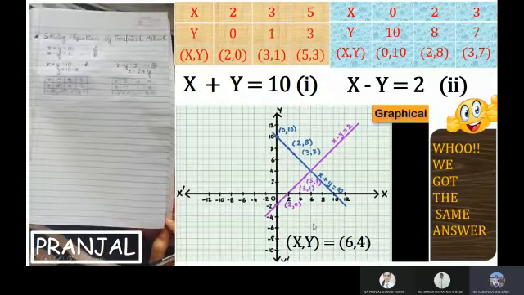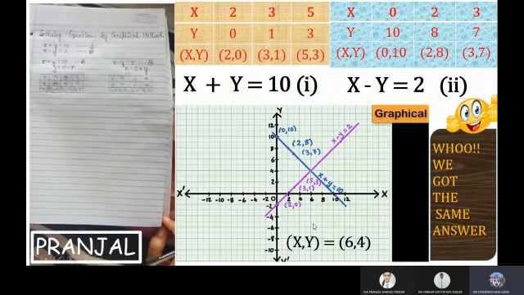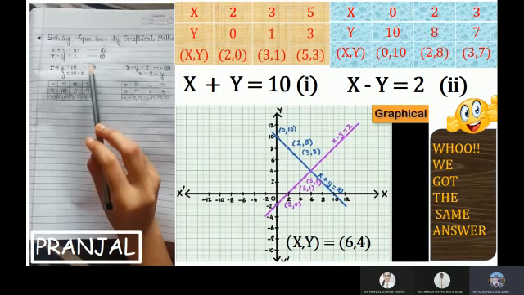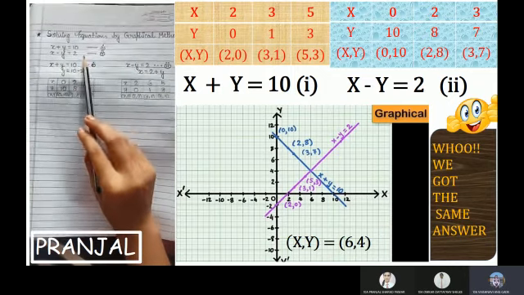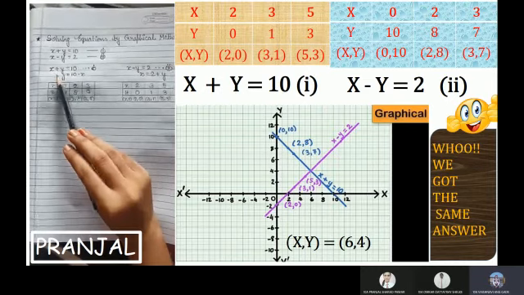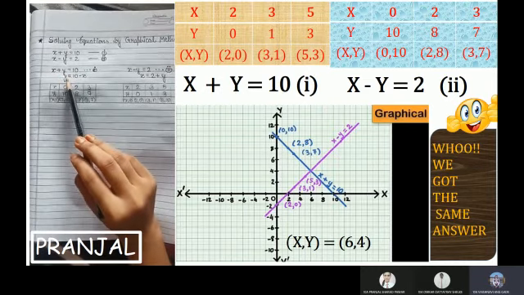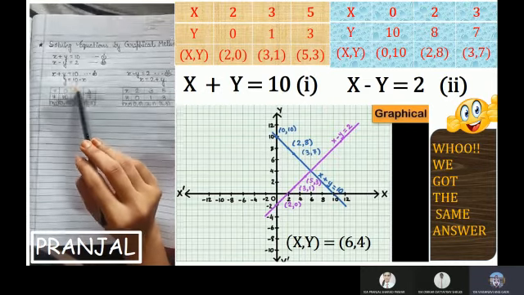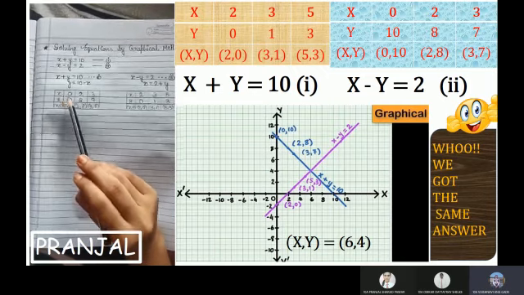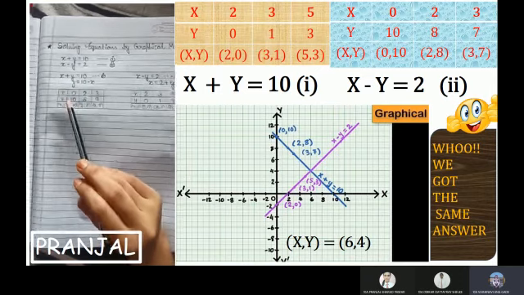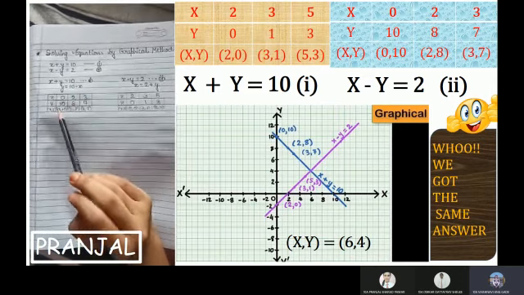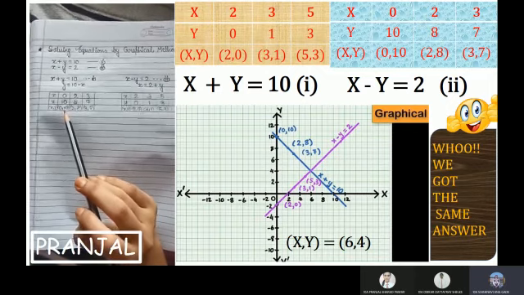Good morning, everyone. Today I am going to solve the equation by the graphical method. So let's start. We have these two equations, x plus y equals 10 and x minus y equals 2. The first equation is x plus y equals 10. We can write this equation like this also, y equals 10 minus x. So I have made the table: when x equals 0, then y equals 10. When x equals 2, then y equals 8. When x equals 3, then y equals 7.